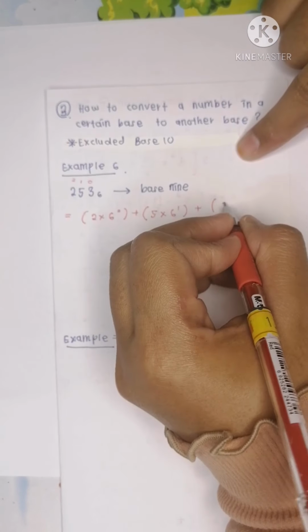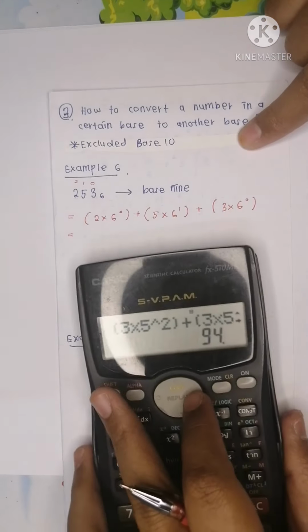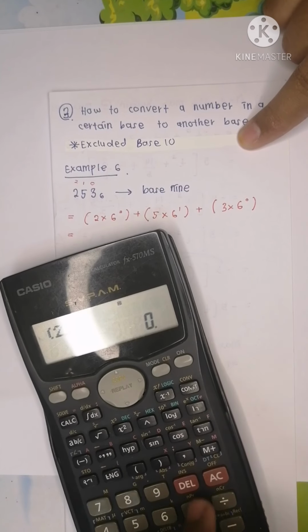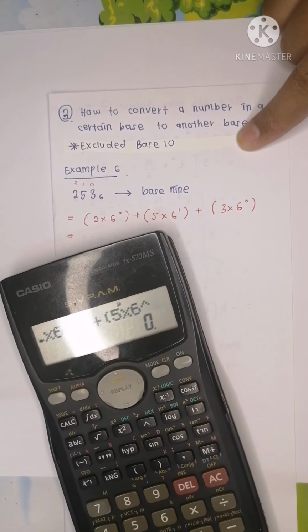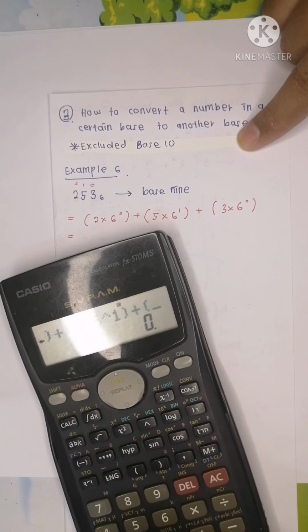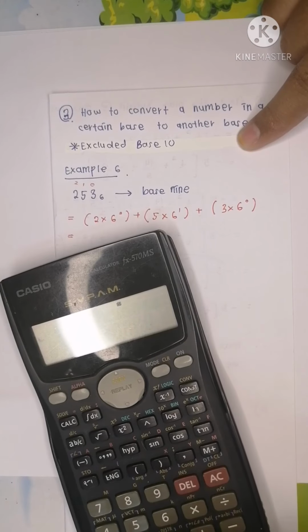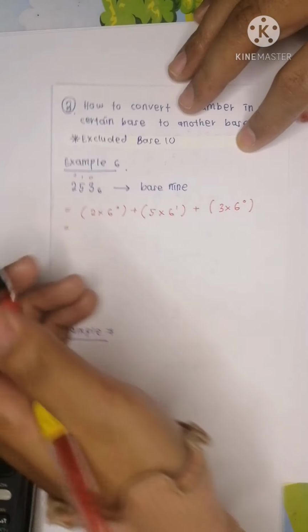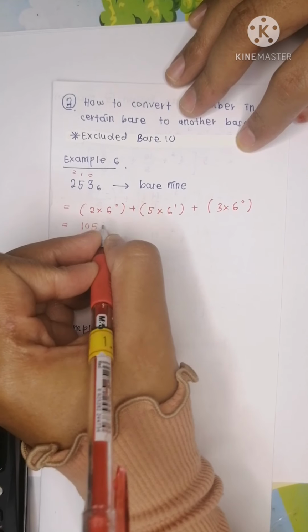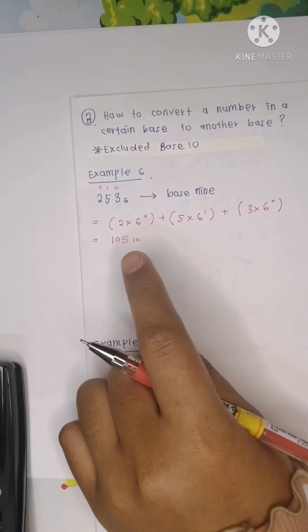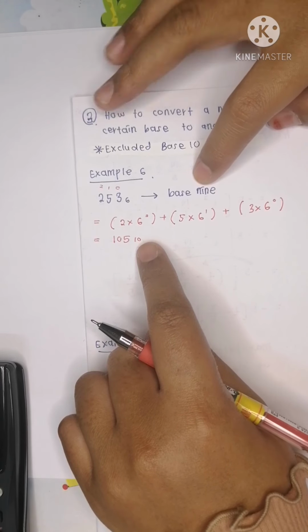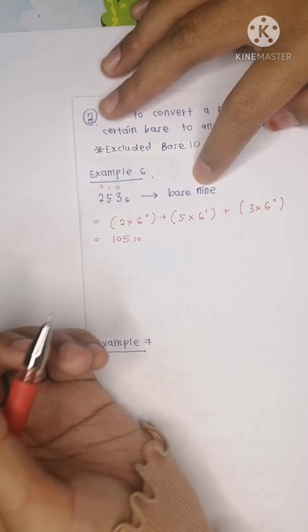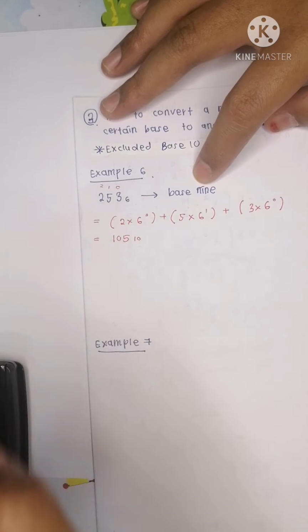Okay, plus 3 multiply with 6 to the power of 0. And then your answer will be 2 times 6 base 2 plus 5 times 6 base 1 plus 3 times 6 base 0. So your answer will be 105. So 105 base 10. So from this one, from 105 base 10, convert back into base 9 by applying the repeated division method.